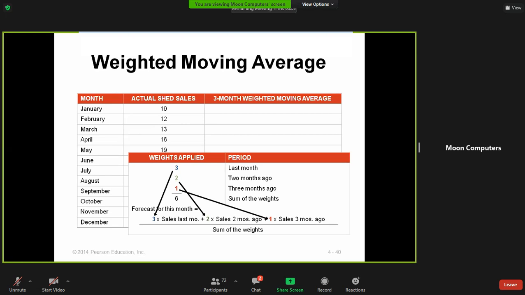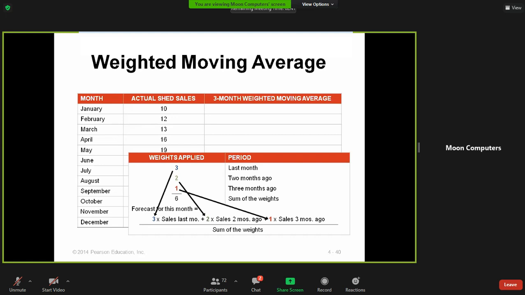These are the weightages. And what do we do with these weightages? We multiply these weightages with the corresponding values. So 3 multiplied with 13, 2 multiplied with 12, 1 multiplied with 10, and the whole divided by the sum of the weights. Sum of the weights: 3 plus 2 plus 1, that is 6.